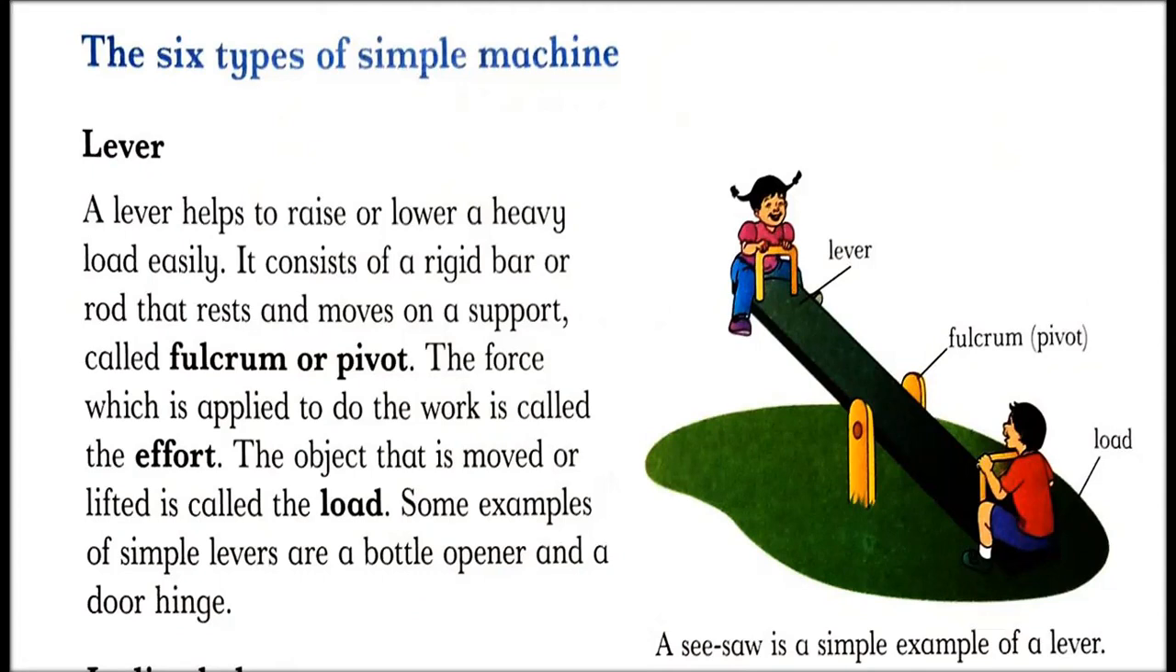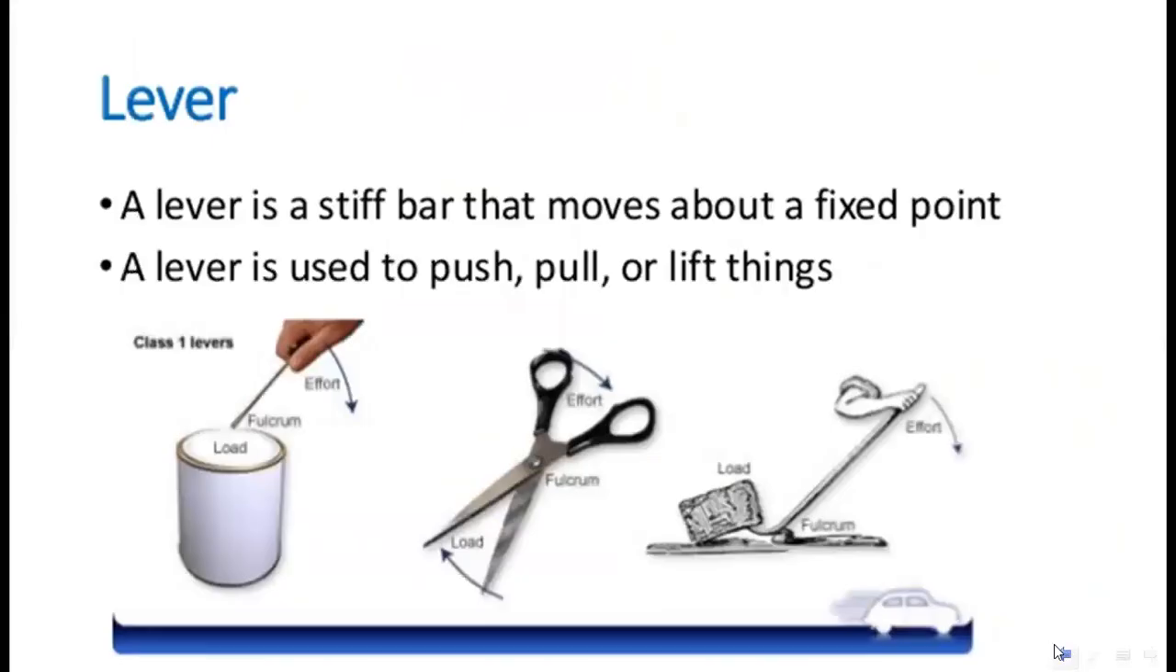Again, a lever helps to raise or lower a heavy load easily. It consists of a rigid bar, a rod that rests and moves on a support called fulcrum or pivot. The force which is applied to do work is called effort, and the object that is moved or lifted is called load. An example of a simple lever is a bottle opener. See here, seesaw is an example of a simple machine, or an example of lever. A lever is a stiff bar that moves about a fixed point. A lever is used to push, pull or lift things.